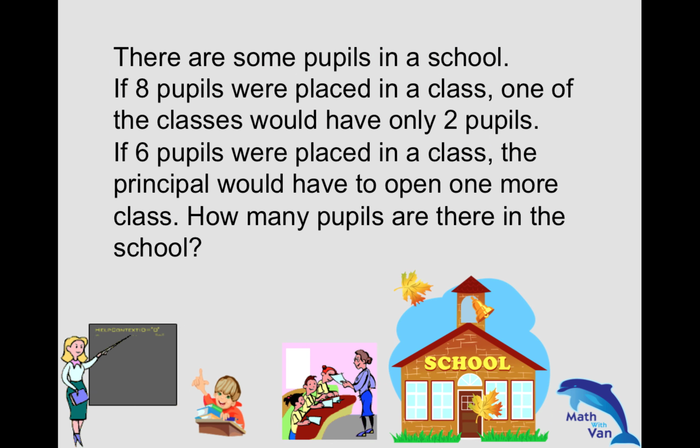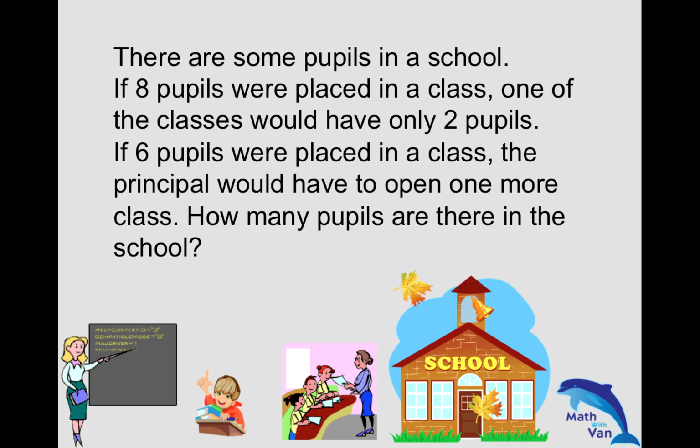There are some pupils in a school. If 8 pupils were placed in a class, one of the classes would have only 2 pupils. If 6 pupils were placed in a class, the principal would have to open one more class. How many pupils are there in the school?